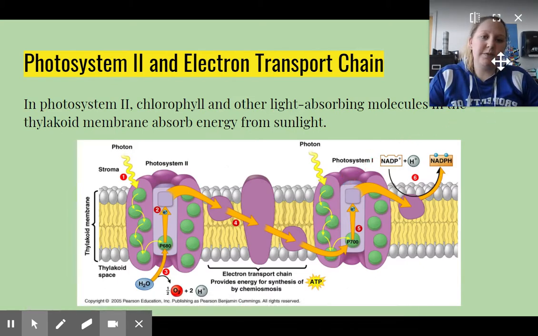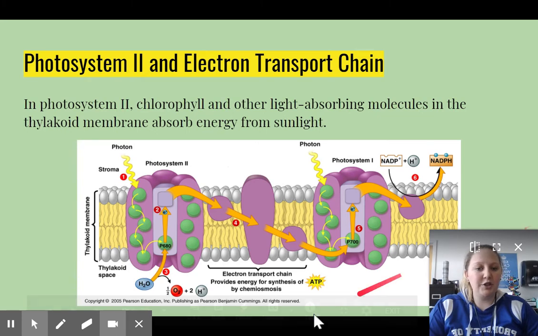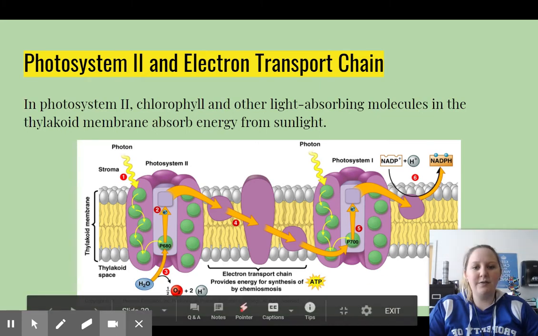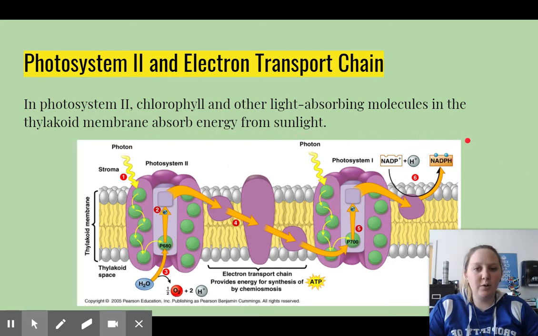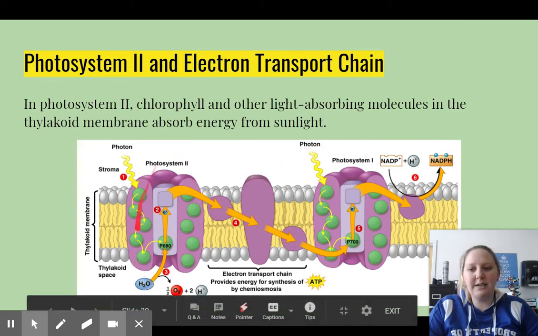Photosystem 2 comes before photosystem 1. It's just because photosystem 1 was discovered first. So in photosystem 2, chlorophyll and other light-absorbing molecules in the thylakoid membrane absorb energy from sunlight. Photosystem 2 is here, and it's called P680, and that's going to absorb wavelengths around that P680 range. This would be photosystem 1, and that's P700, so it's going to absorb wavelengths around 700.